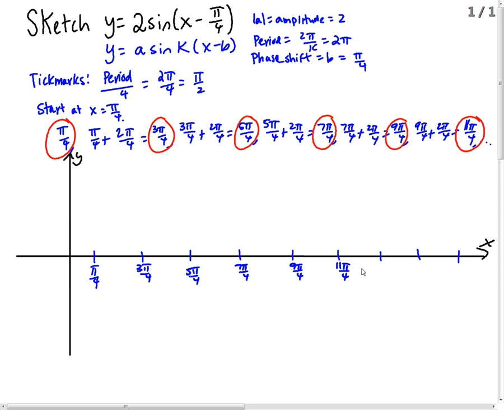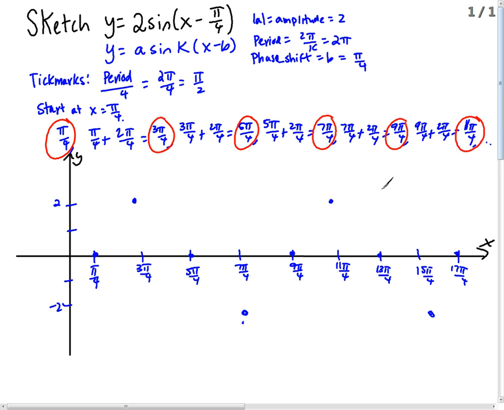Okay, I'm going to do the next few in my head. So if I have 11 pi over 4, I add 2 pi over 4, that's 13 pi over 4, then 15 pi over 4, then 17 pi over 4, and so on. Amplitude is 2. And this is sine, so it starts out middle. Now remember, we're not doing 0 anymore, we've shifted it. So now it's 0 at pi over 4, then it's high, middle, low, middle, high, middle, low, middle.